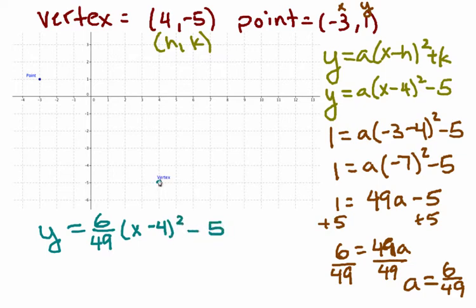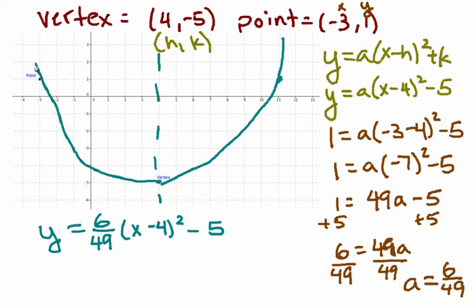And it makes sense that our a value is positive because our vertex is down here and our point is up above that, which means our parabola opens up. That point is 7 units to the left of the axis of symmetry, so if I go 7 units in the other direction, there's a point over here, which means that our parabola looks something like this. It has that vertex at (4, -5), and it opens up.